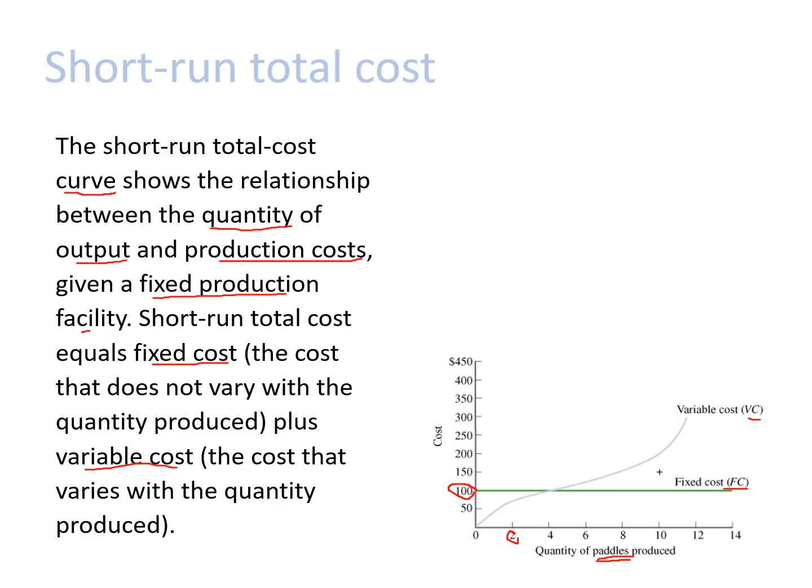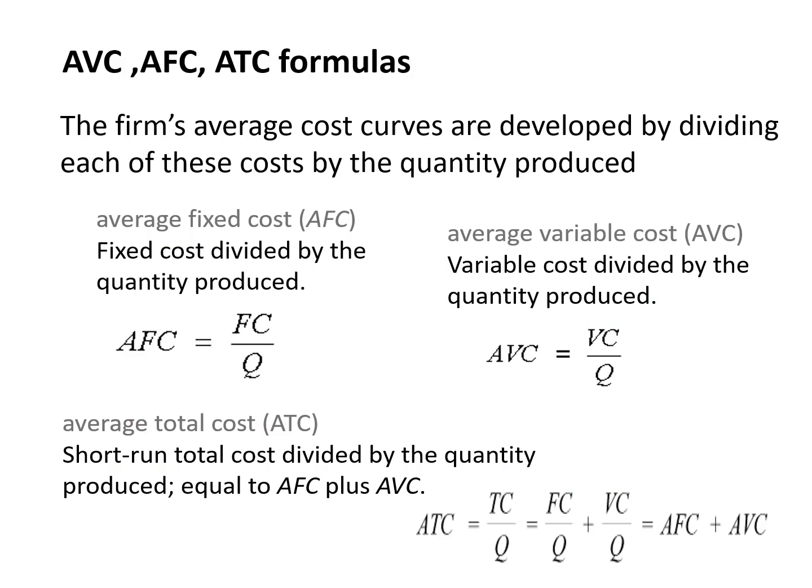Now when we add these two components together, we get the total cost curve. So it's just the same shape as this variable cost, but shifted upwards by 100, which is the size of the fixed costs. A firm's average cost curves, so these are graphs, remember? A firm's average cost curves are developed by dividing each of the costs that we've previously described by the quantity or amount produced. So we're getting a cost per unit item produced.